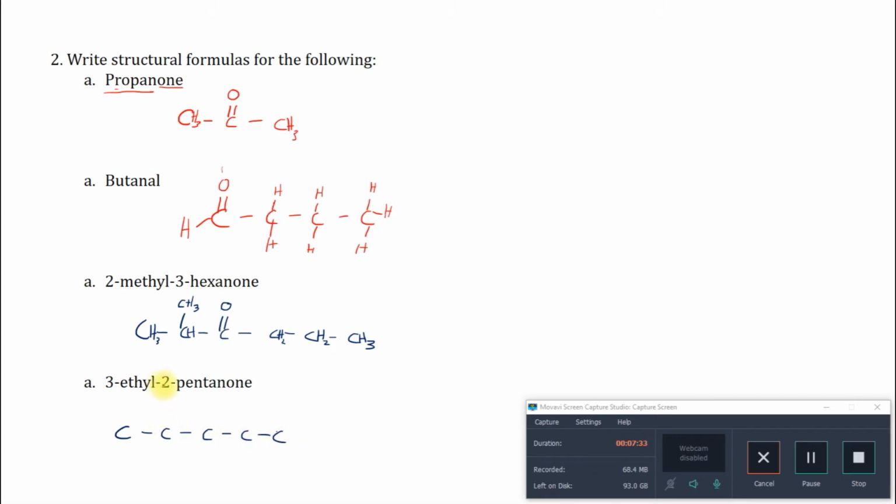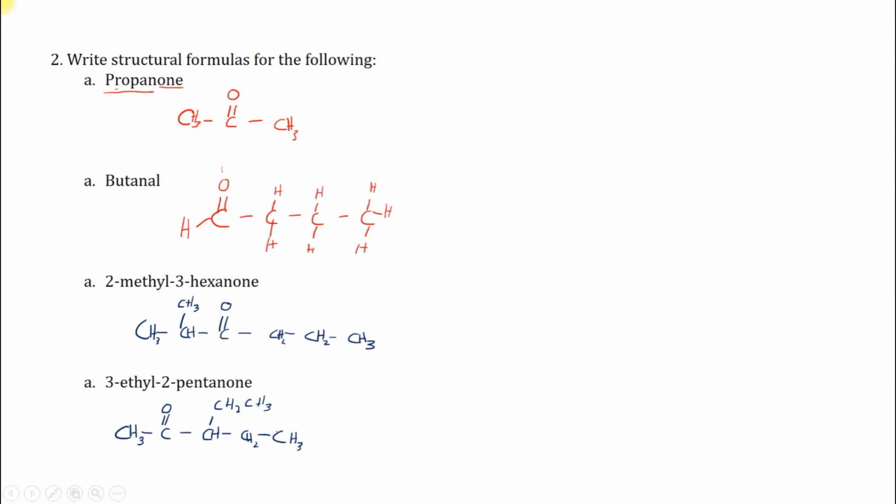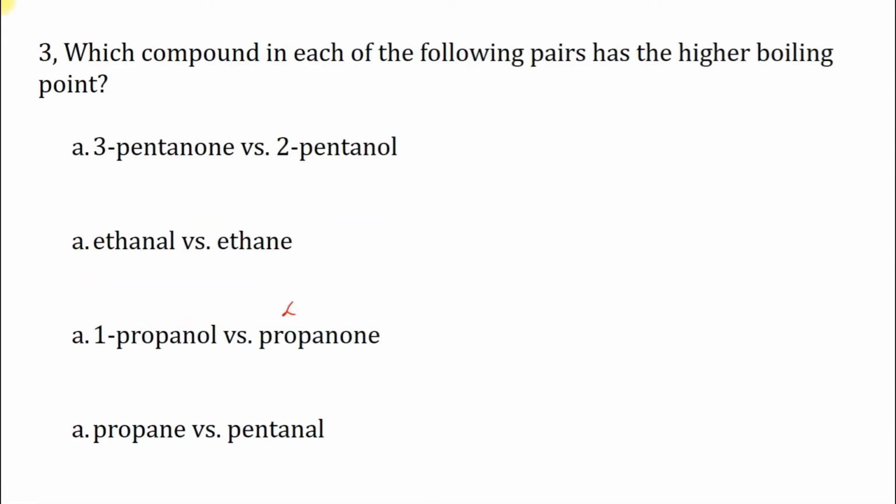Okay, so 2 refers to where we're going to put the carbonyl. It's pentanone, so it's in the middle, so 2. And 3-ethyl. Now, an ethyl group is 2 carbons hanging off, so I'm going to write like that. That's 3 bonds, so I'm going to add a hydrogen in there, and that's only 1 for the end one, so add 3 more.